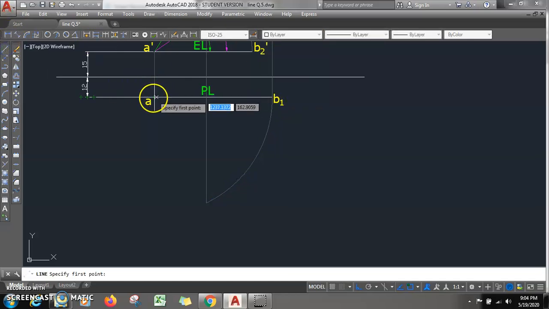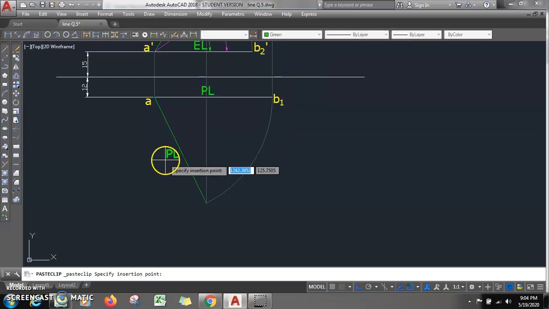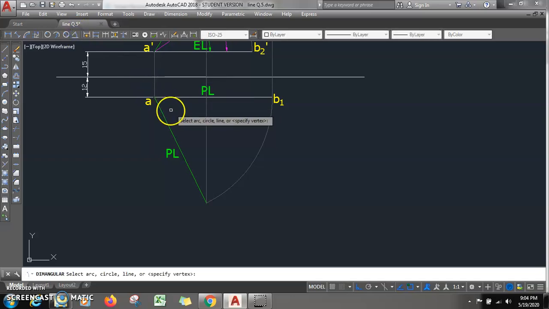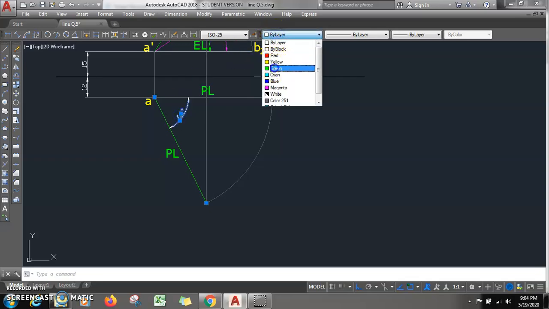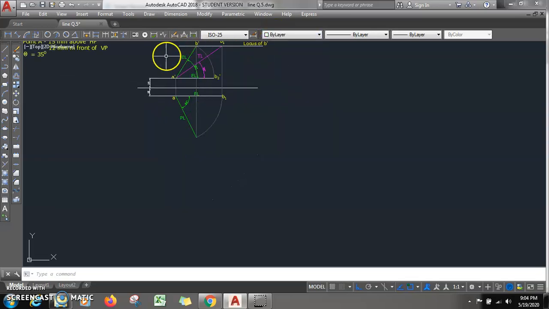So this is point A, and this is point B. This length is the plan length, and the angle of this plan length is beta. So this is the final projection.